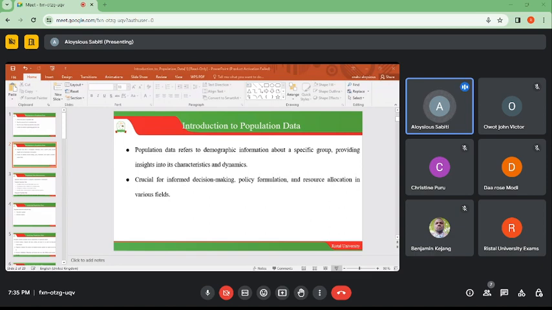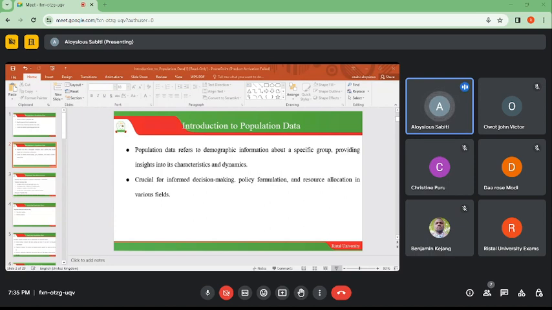We're looking at the number of PWDs. We're looking at the number of persons living with HIV. We're looking at persons who are elderly. We're looking at teenagers. So that is how numerical data can be aggregated.